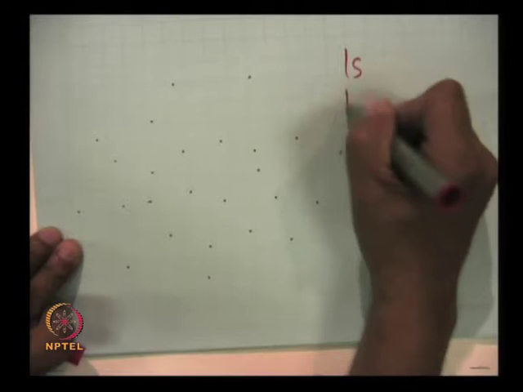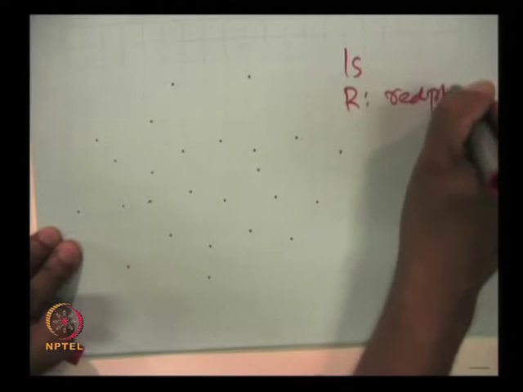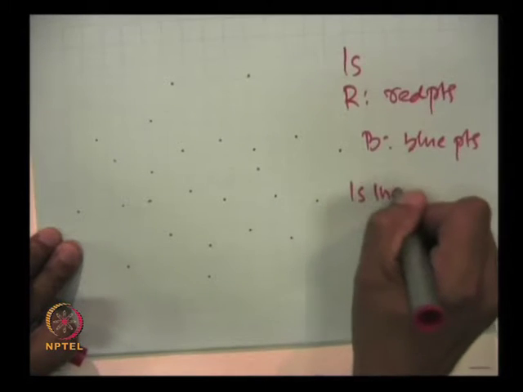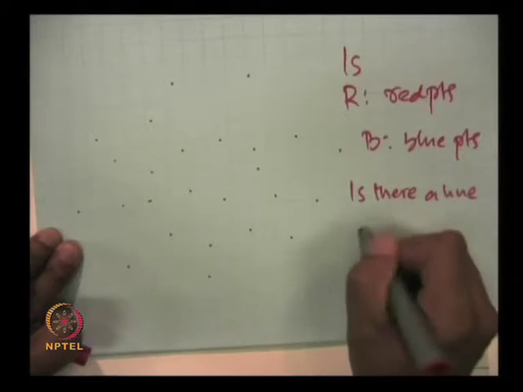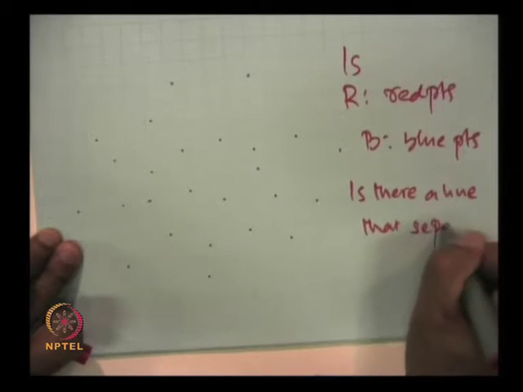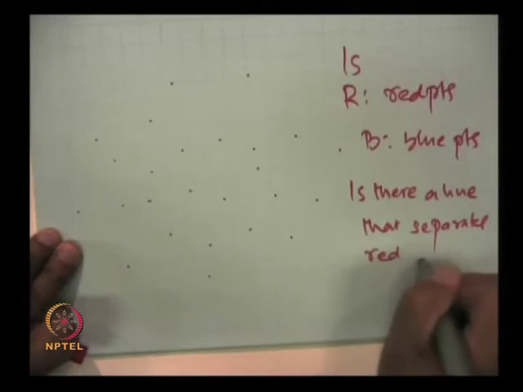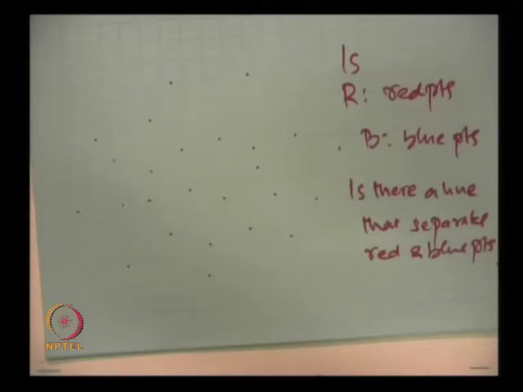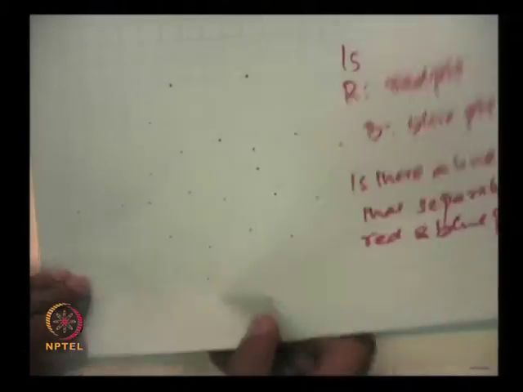Okay. So, the question I want to ask is, is there a line? R is a set of red points, B is a set of blue points. Is there a line that separates red and blue points? Okay. Now, let us say there are two possibilities. Let us say blue points lie above the line, and red points lie below the line.